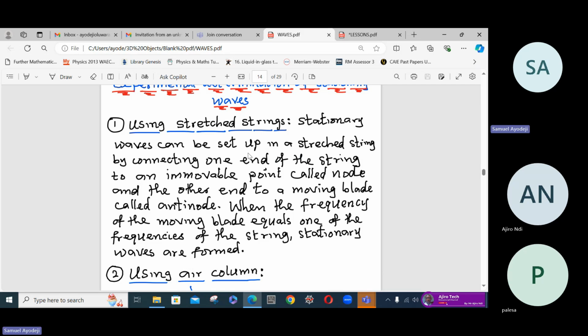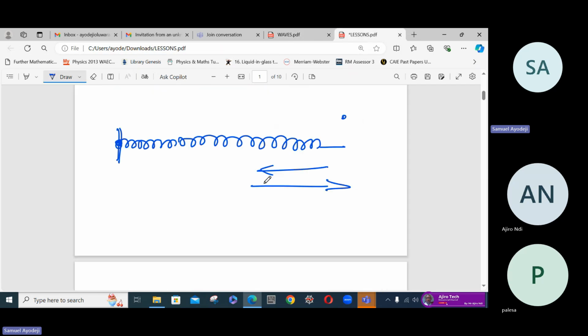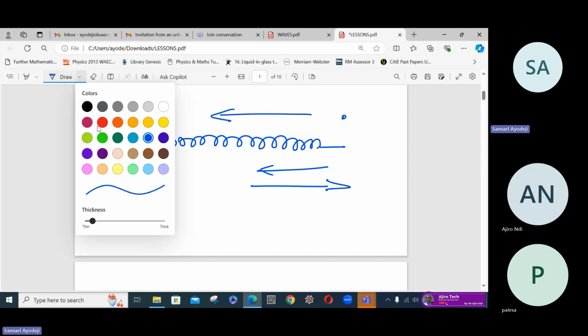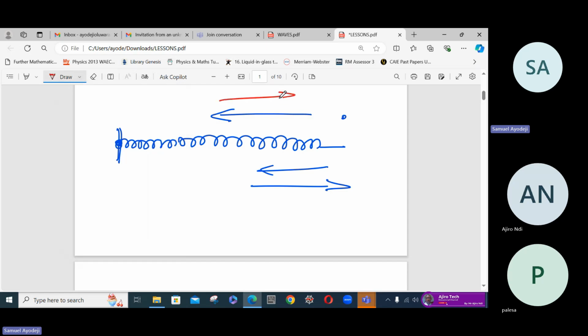The vibrator, which is called the antinode, has its own frequency of vibration. The string you are moving in and out has its own frequency. By the time the two frequencies are equal in magnitude, stationary waves are formed. If you move it in like this, you compress; if you move it out like this, you extend. So they are not opposite.